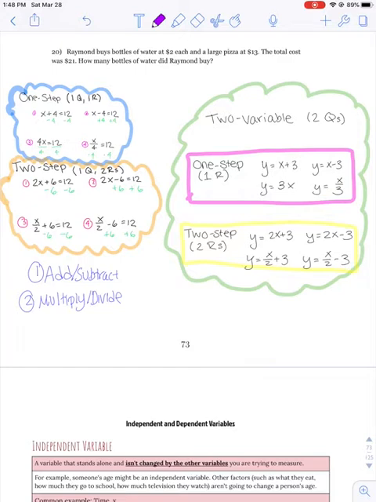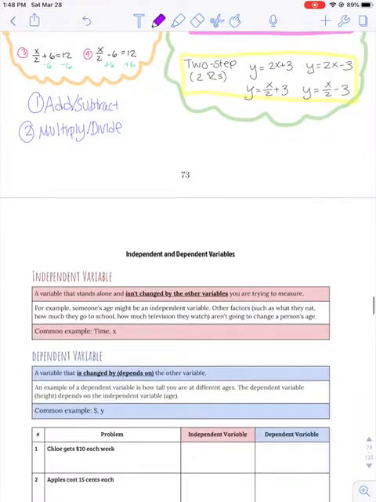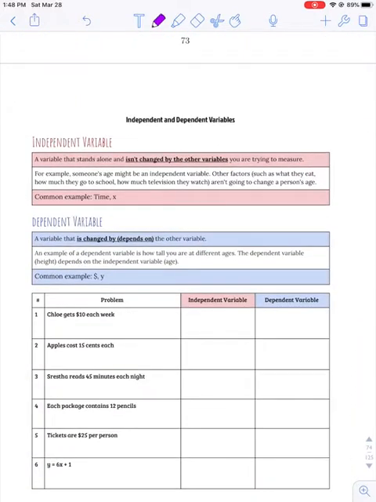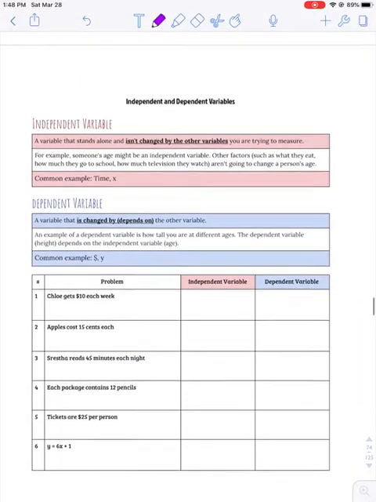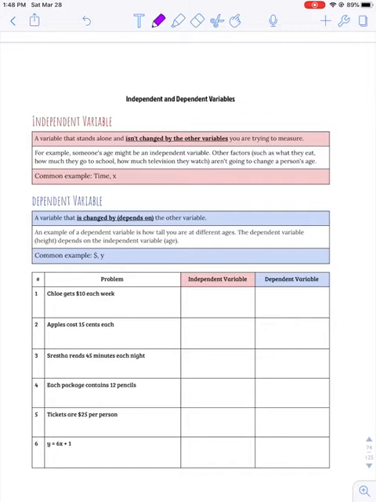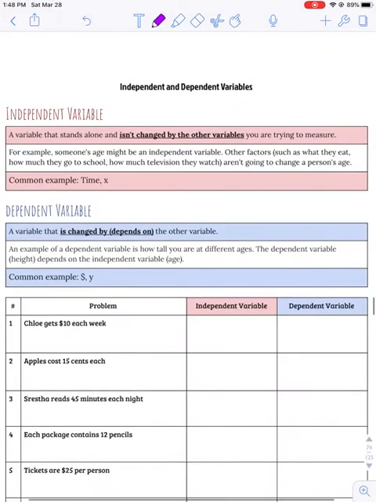Okay, so when we're talking about two variables and we have the x and the y, one of those is always considered our independent variable and one of those is always considered our dependent variable. Those might be terms you've heard of in science class. Raise your hand if you've ever heard of those. Just kidding, I can't see you. So let's take a look at this next page, which shows the definitions of independent and dependent variables.